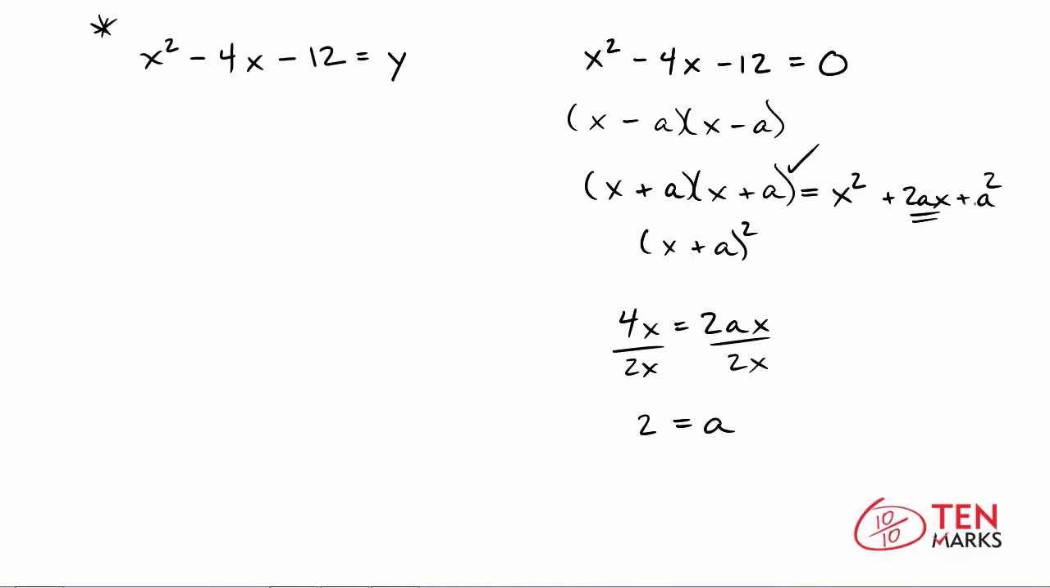And then now for this other standard form, I need to know a squared, and a squared will be a times itself, so 2 squared is 4, so that's what a squared is. Now let's keep this in the back of our minds, okay?